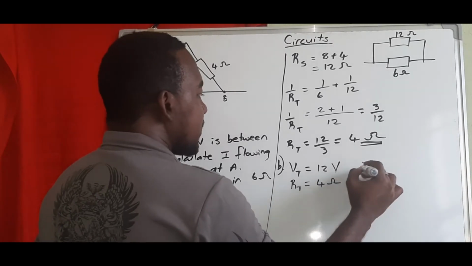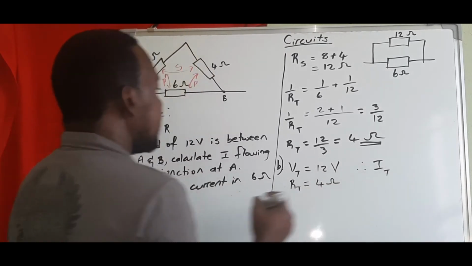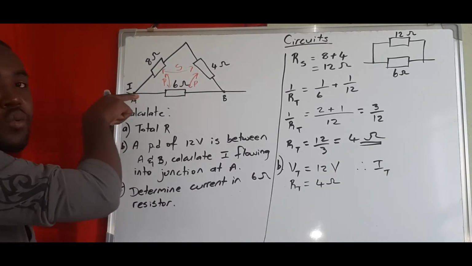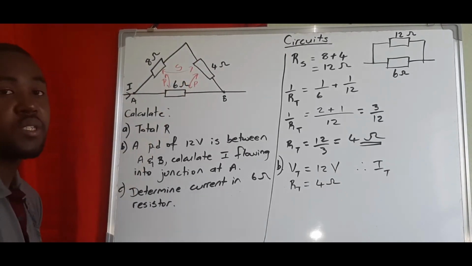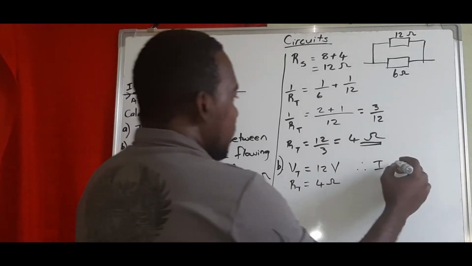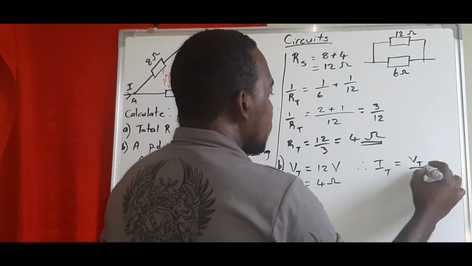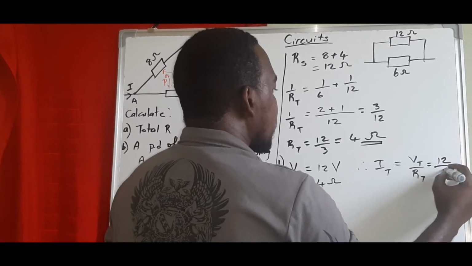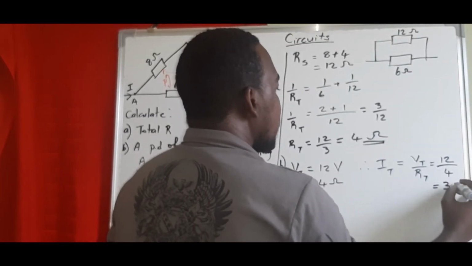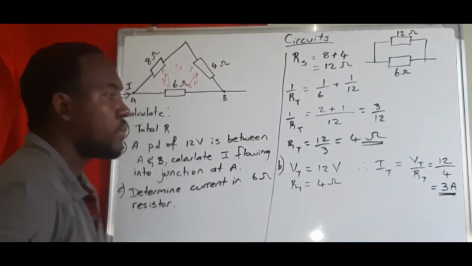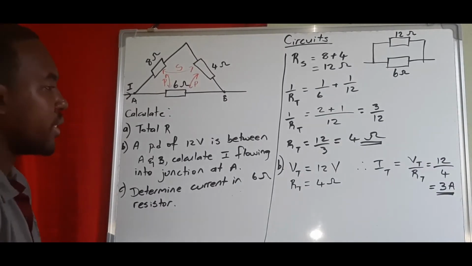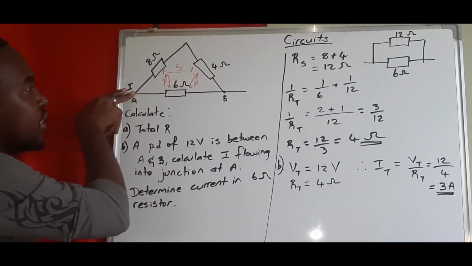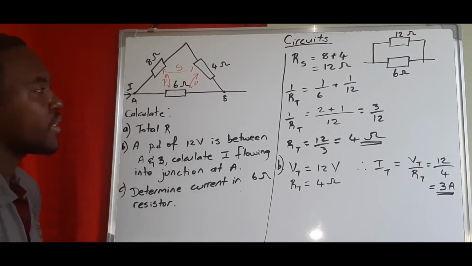And the question asks us to find the IT, because what's going into junction 1 before it splits would be your total current, right? So total current is equal to V total over R total. V total is 12, R total is 4, so we get 3 amps. So the current that's flowing into this junction is 3.